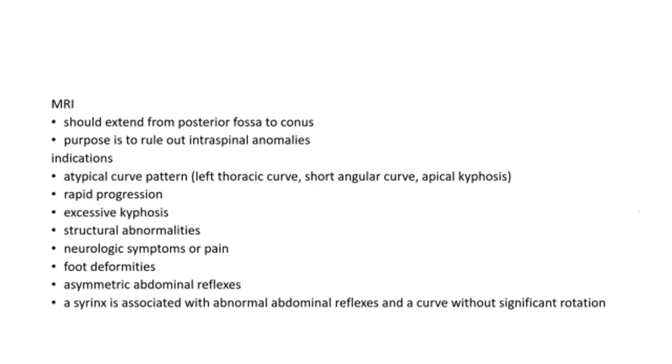What are the indications of MRI? You don't need MRI for everyone. You need it if there is an atypical curve pattern, for fear that there is some significant neurological abnormality as well, rapid progression, excessive kyphosis, structural abnormalities in other parts of the body, foot deformities, asymmetric abdominal reflexes for fear of syringomyelia, and these are the indications of MRI. And it should extend from the posterior fossa to the conus.